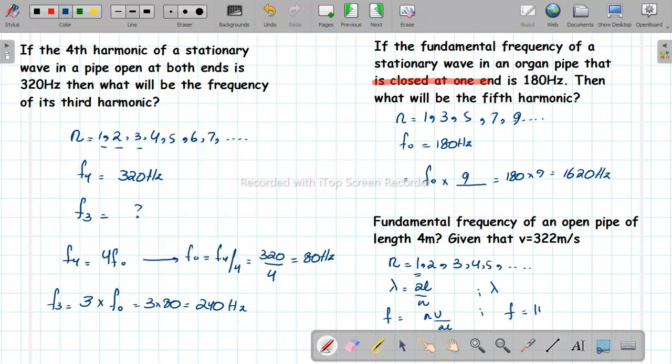Frequency is 1 times V over 2L. V is given to be 322. Length of the pipe is 4 meters. See, just make sure कि जो length का unit है, velocity में भी distance का वही unit आना चाहिए. क्योंकि we have taken velocity in meters per second, तो just make sure कि length is in meters. अगर वो centimeters में है भी, तो just divide it with 100 to get to the meters.